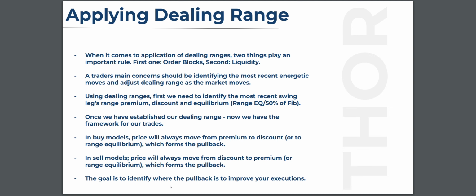Using dealing ranges, first we need to identify the most recent swing leg's range premium, discount, and equilibrium, which I call range EQ, 50% of the Fibonacci. So it's the mid-level of an expansion leg, essentially. This is a confusing part also because mostly we do not consider time decay in the marketplace when we look at the price, and because we don't consider time decay, we might be looking at a wrong framework.